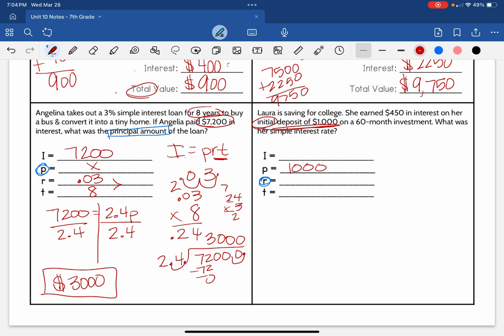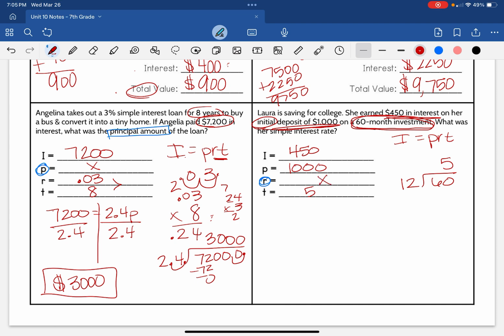So this one we can still work the same as we did this one, but we could also do something else. We do know that the interest on this was 450. Okay. Remember, I equals PRT. We don't know what the rate is. We do know the time was a 60-month investment. But we have to have this in years. So if I divide 60 by 12, I'm going to get 5. So 5 years.